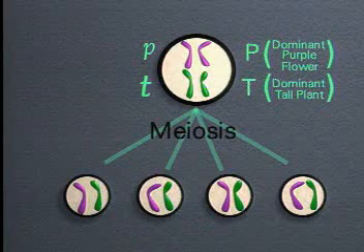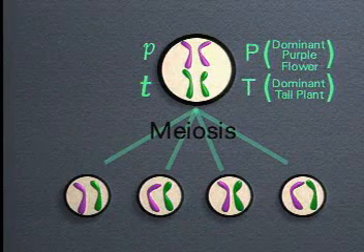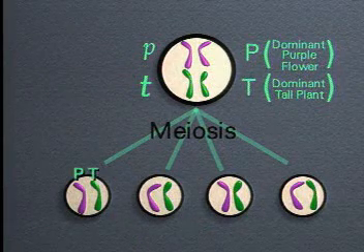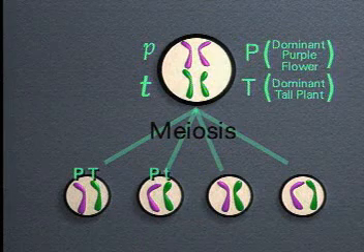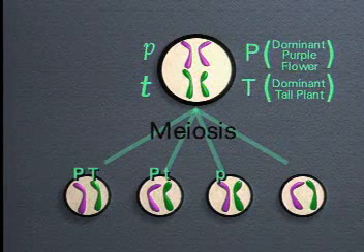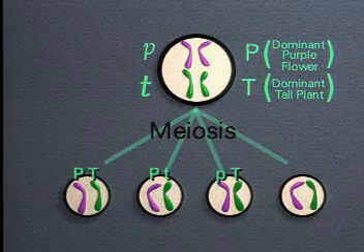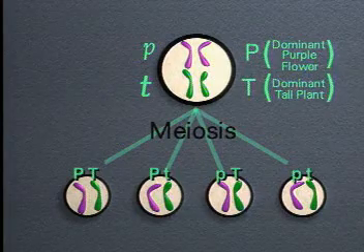Now, for both of these heterozygous plants, what are the possible genotypes of the gametes that each of these plants would produce? Well, the alleles separate, so any kind of P could go with any kind of T. That gives us 4 possible combinations from each parent. Capital P, capital T, capital P, small t, small p, capital T, and finally, small p, small t.